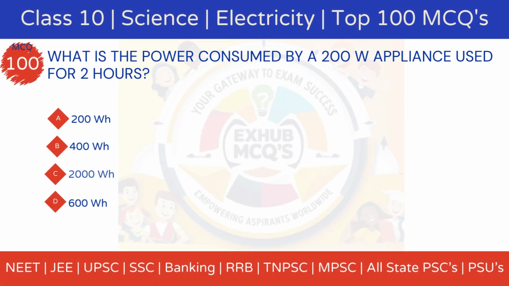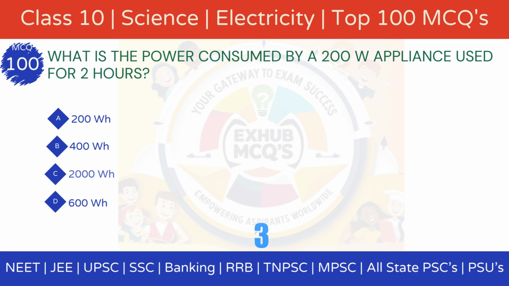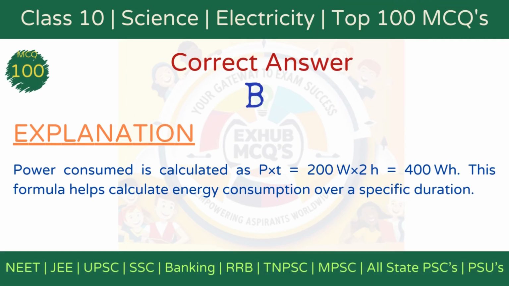MCQ 100. What is the power consumed by a 200-watt appliance used for 2 hours? Option A, 200 watt-hours. Option B, 400 watt-hours. Option C, 2,000 watt-hours. Option D, 600 watt-hours. The correct answer is option B, 400 watt-hours.